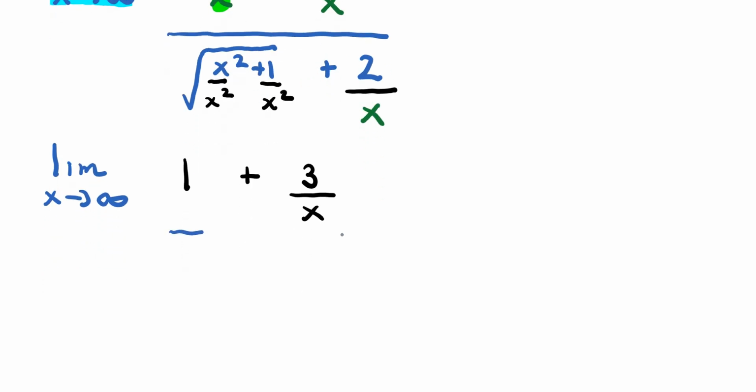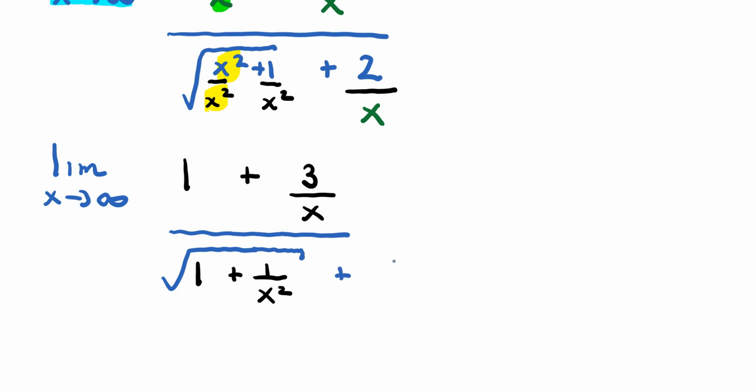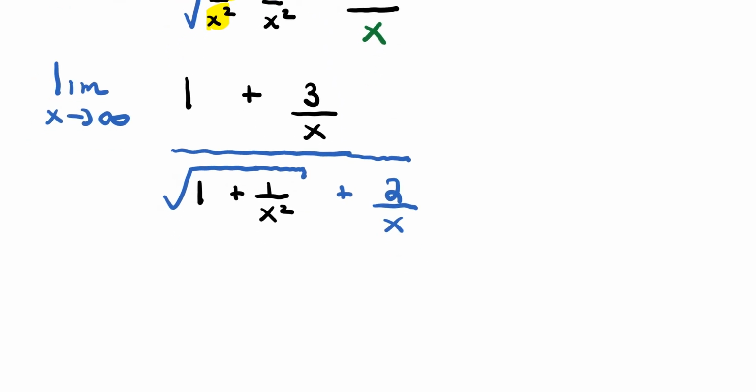And that's being divided by the square root of, okay, well, now we have x squared divided by x squared, right? So x squared divided by x squared is simply 1. And I have the plus 1 over x squared, right? And then that's all under the brackets there. Plus just 2 over x. All right, now this is looking pretty good.